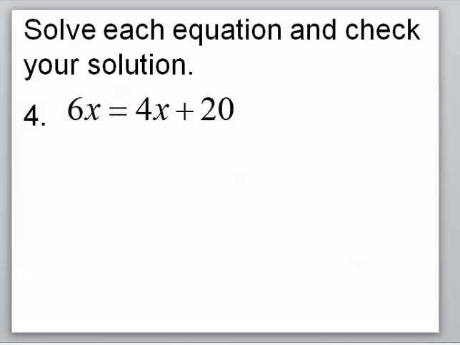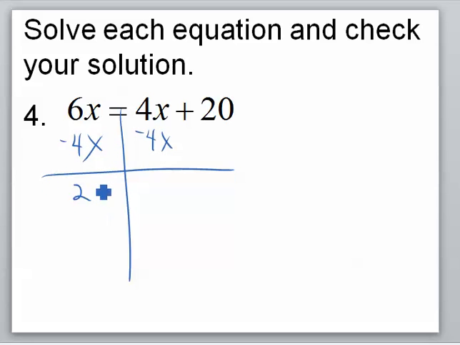On number 4, we're going to go ahead and solve this question. The only way I want to do this is move my x to the left-hand side. That way I have x's on the left-hand side and numbers on the right. I will move my positive 4x by putting a negative 4x on both sides. That gives me 2x equals, those go away, 20. Divide by 2 on both sides, and I get x is 10.